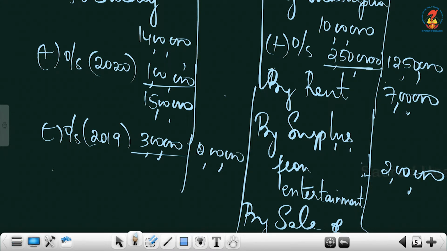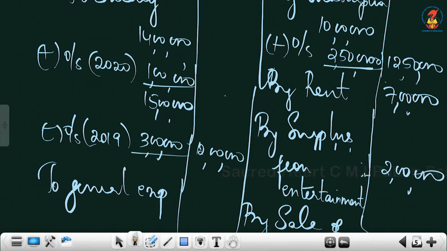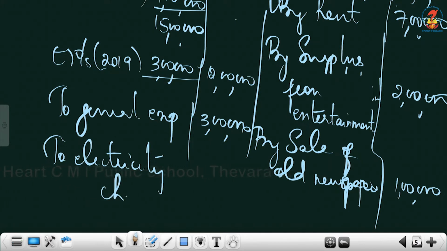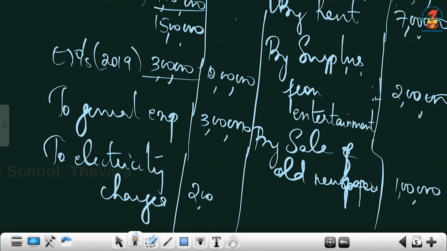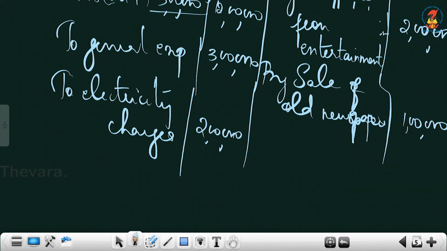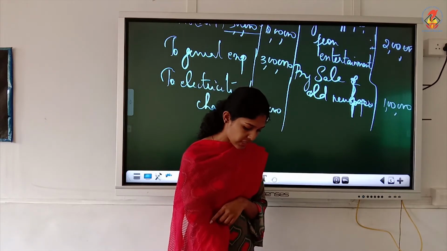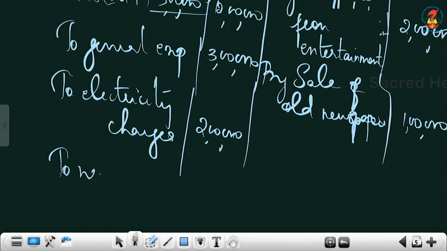Then we have general expense that directly you can take. Three lakhs. Then electricity charges. Two lakhs. Okay, the next is books. Can we take here? No. The newspapers we can take, that is 4 lakhs. Books we will not take, that is considered as fixed asset. Newspapers are recurring in nature.